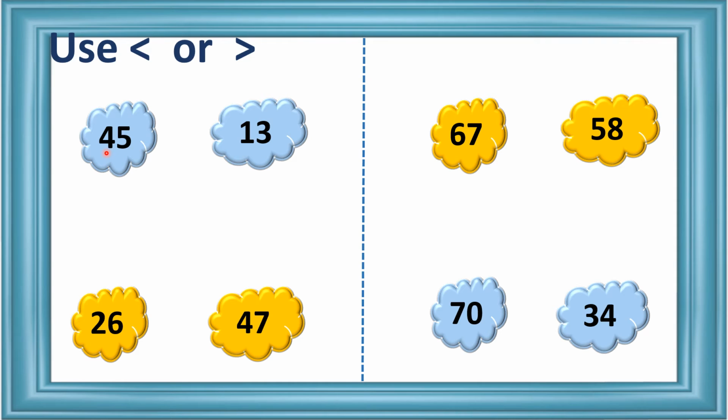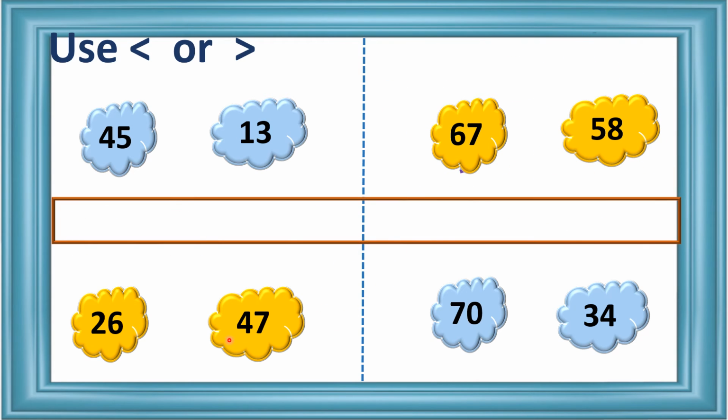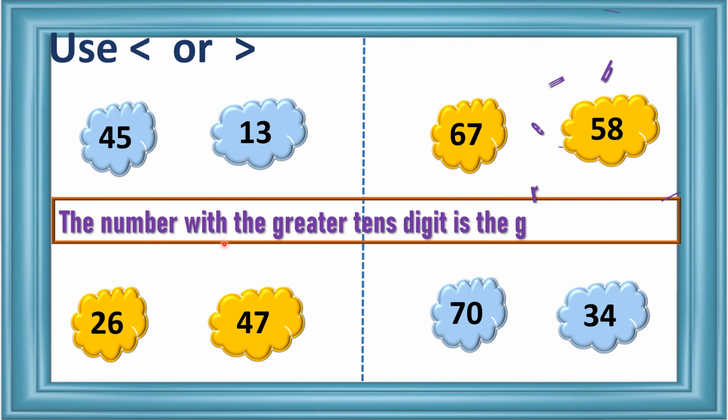Please observe the tens place. This is unit, this is tens. Correct? 4 tens, here 1 ten. Here 2 tens, 4 tens. Dear children, one rule or formula is there. Let us read. The number with the greater tens digit is the greater number. Yes, here greater tens. This is 4 and here 1.